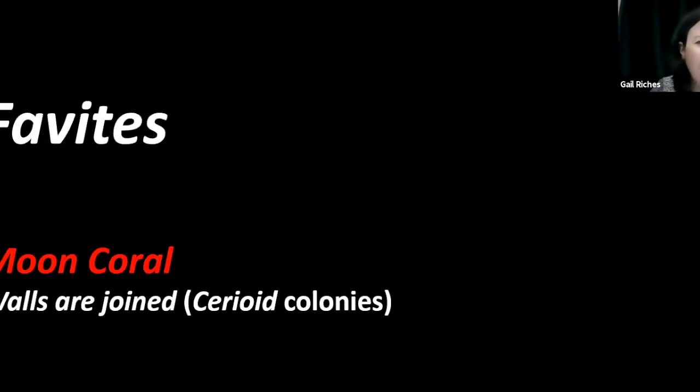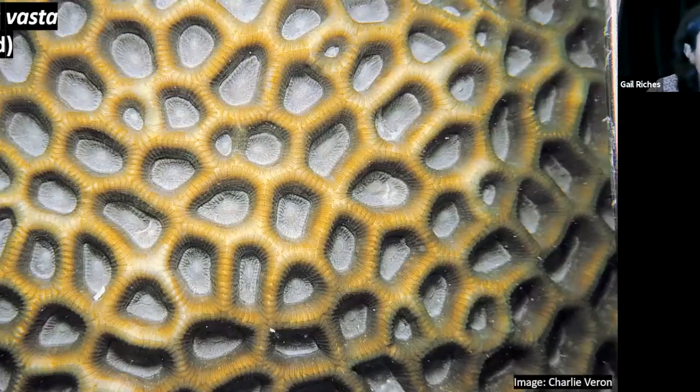Okay. Favites. I've only got 2 to go, I think. Favites is commonly known as moon coral. And on the Favites, one of the things that we use to identify corals is we have a look to see if the walls are joined or not. And if the walls are joined together, we call it a cerioid colony. And I'll show you an example as to why it's called that common name.